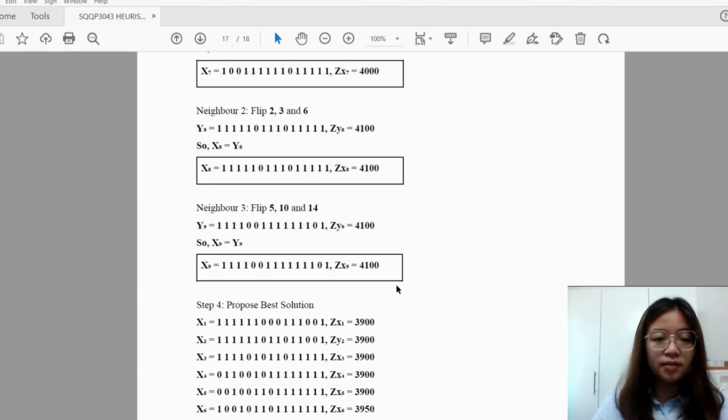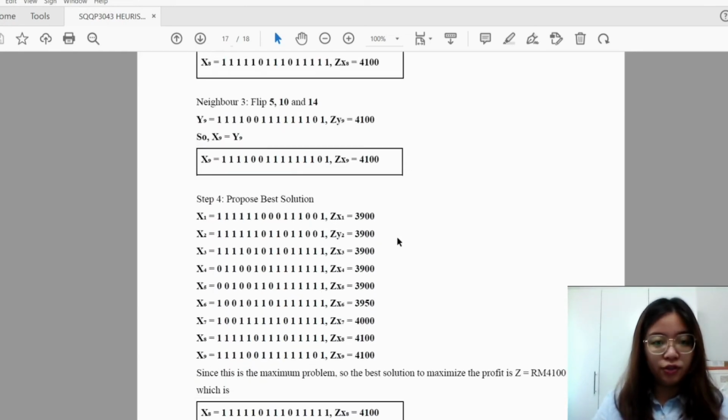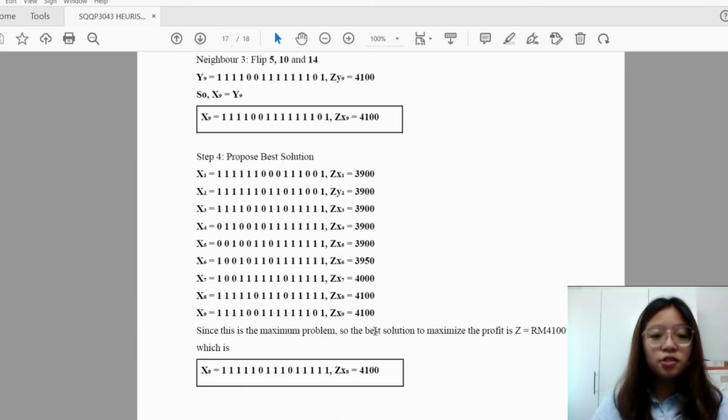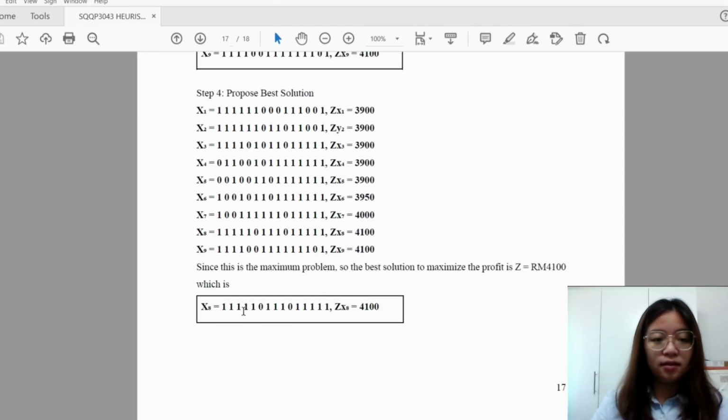After doing the same at level 3, we propose the best solution. We compare x1 until x9 to find the best solution. Since this is a maximum problem, the best solution to maximize the profit is z equal to 4,100, which is x8 with this solution, and z(x8) equals 4,100.